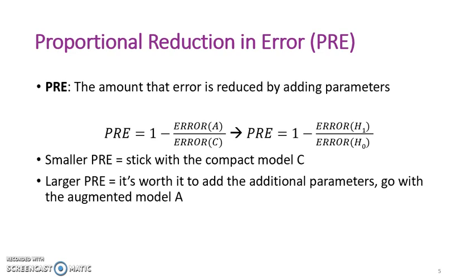If the leftover error in the augmented model is much smaller than the error in the compact model after adding the additional parameters, the ratio of the two will be close to 0 and PRE will be close to 1. This indicates to us that it's probably worth it to add the additional parameters to our model and that we should go with model A, the augmented model, or the alternative hypothesis model. Very generally, this is how proportional reduction in error gives us similar information to hypothesis testing. But now let's talk about how to concretely calculate PRE and actually use PRE in null hypothesis significance testing.